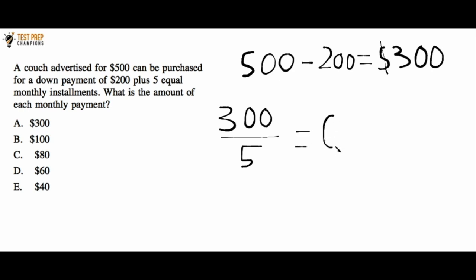So that tells us that if whoever's buying the couch puts a $200 down payment down, and then for 5 months pays $60 each, they will eventually pay off the cost of that couch. So D is the right answer here.